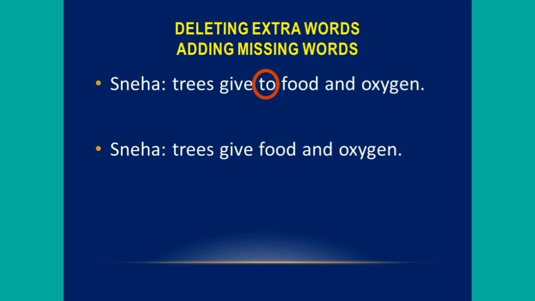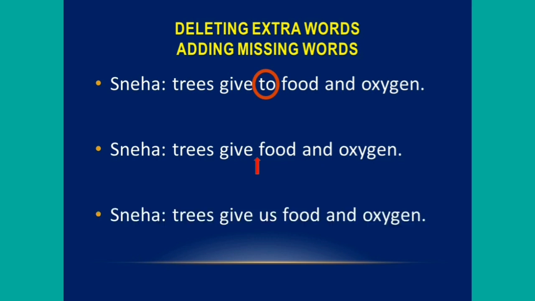This sentence seems to be very nice, but can we add any word? Do you feel that there is a missing word in this sentence? Let's see. Trees give. Can we add a word there? Trees give us food and oxygen. How is this one? I think it looks perfect, right? Let's see another example.